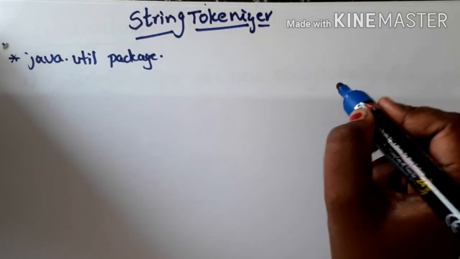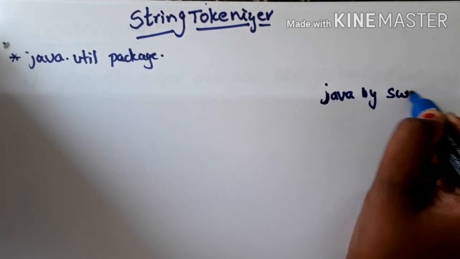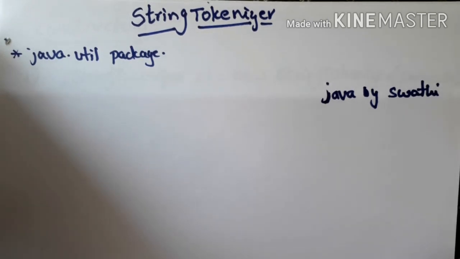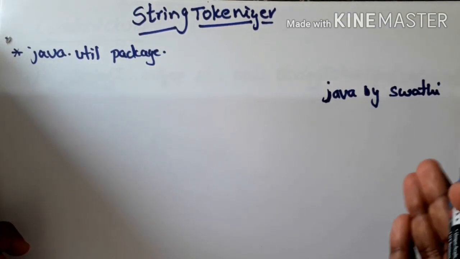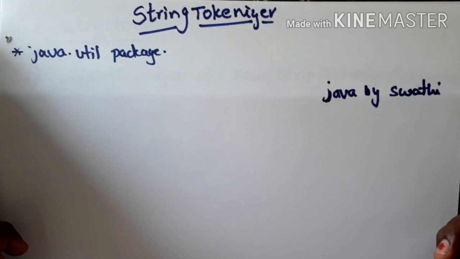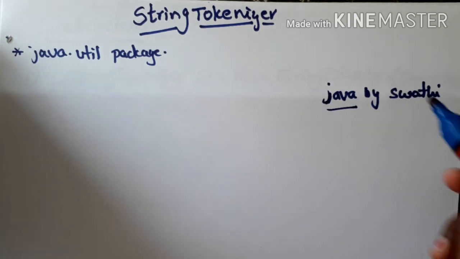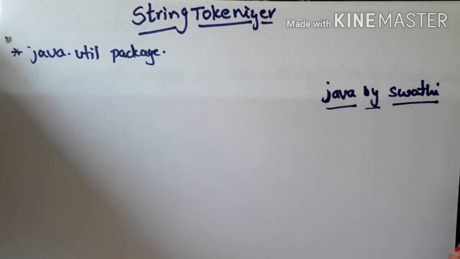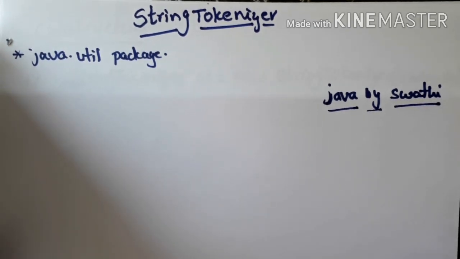Assume I am having a string like this, "Java by Swati". If I want to split this string into tokens based on a delimiter, assume space is my delimiter and I want to split this string at the spaces, then I can take the help of this StringTokenizer class. So here Java can be considered as one token, by is another token, and Swati is one more token. So for splitting an entire string into tokens, this StringTokenizer class can be used.